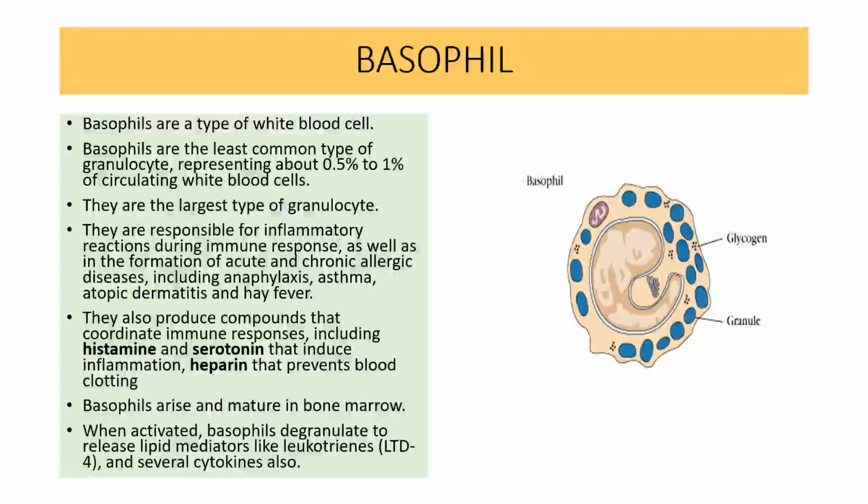They also produce compounds that coordinate immune responses, including histamine, serotonin, and heparin. Histamine and serotonin induce inflammation, while heparin prevents blood clotting. Basophils arise and mature in the bone marrow. When activated, basophils degranulate to release lipid mediators like leukotrienes and several cytokines also.